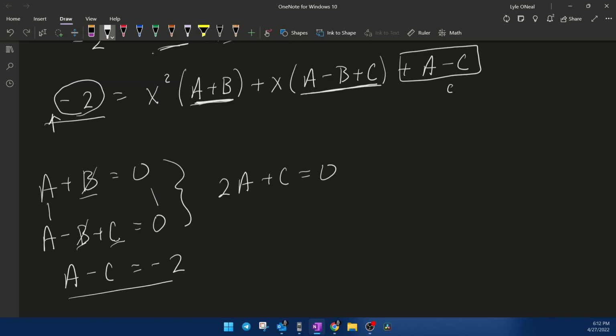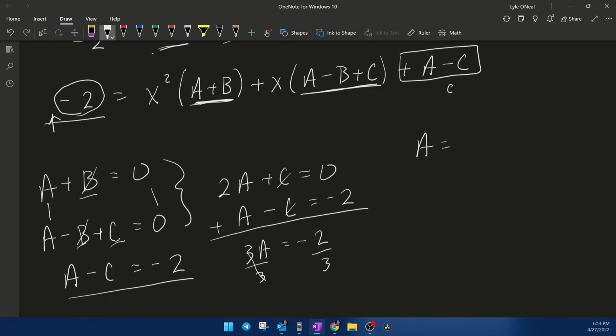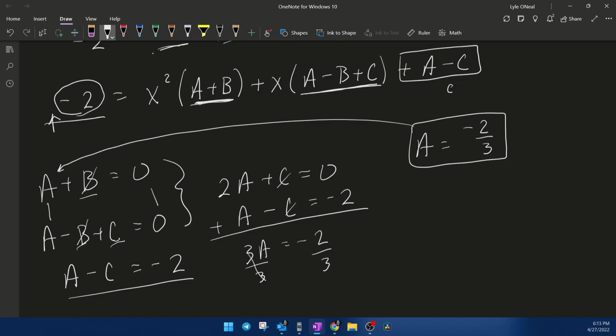And now I can apply this last equation, a minus c equals -2, at which point I now have a system of 2 equations with only 2 unknowns, and I can add these together. 2a plus a giving me 3a. The c's are going to cancel, equals -2. And if I divide both sides by 3, I'm going to have my answer for a. A is -2/3.